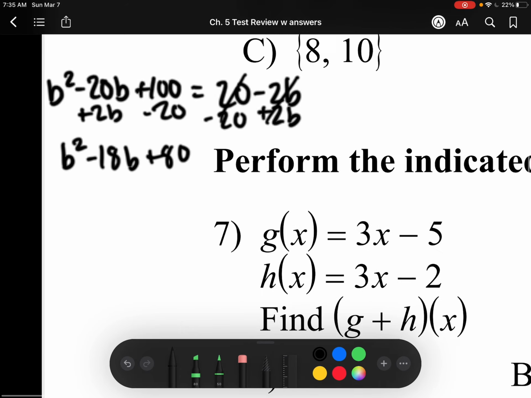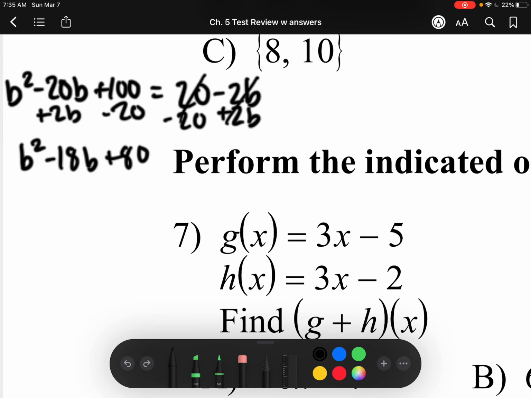So now I have to think of two numbers that add up to negative 18 and multiply to 80, right? So again, both numbers have to be negative, because we have a negative sum and a positive product. So it has to be negative times negative, which is a positive, and they have to add up to a negative number. So the two numbers that do this are 10 and 8, right? Negative 10 minus 8 is negative 18, and negative 10 times negative 8 is positive 80. So this becomes b minus 10 times b minus 8.